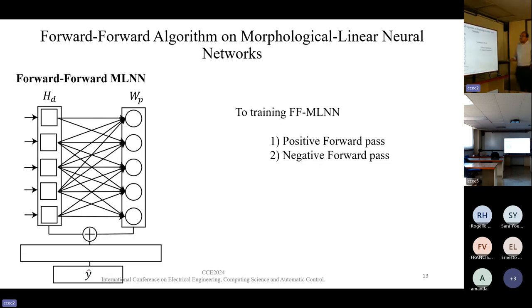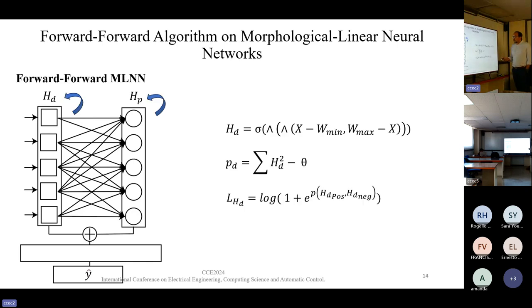We apply this method on our networks, on the morphological linear neural networks. So we do the same. We apply the positive forward and the negative forward passes on our neural networks, and we apply the activation. In the first layer, we only have a layer of morphological neurons and apply the activation, applying the maximum and minima and the subtractions.